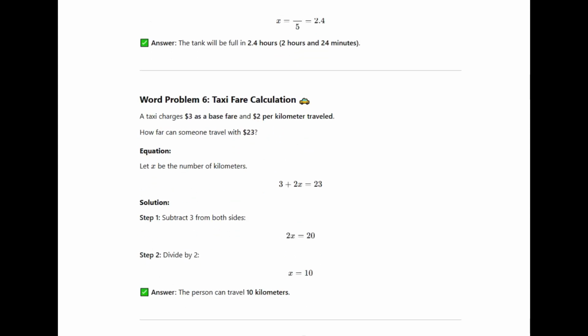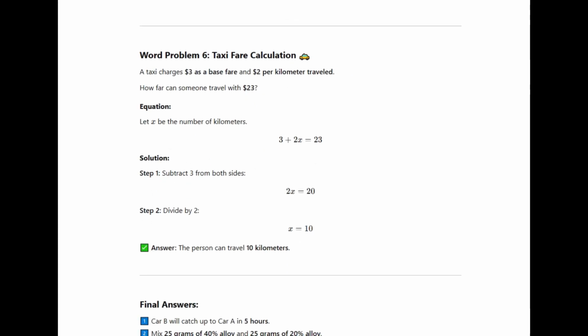Word problem 6. Taxi fare calculation. A taxi charges $3 as a base fare and $2 per kilometer traveled. How far can someone travel with $23? Equation. Let x be the number of kilometers. 3 plus 2x equals 23.